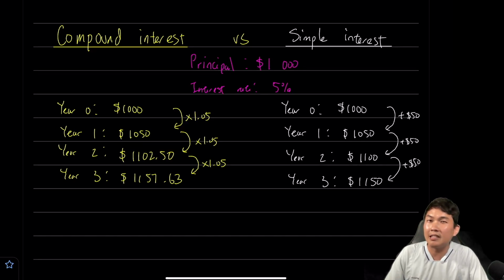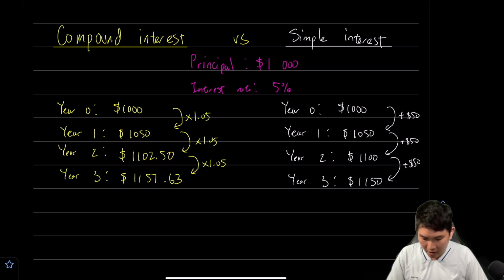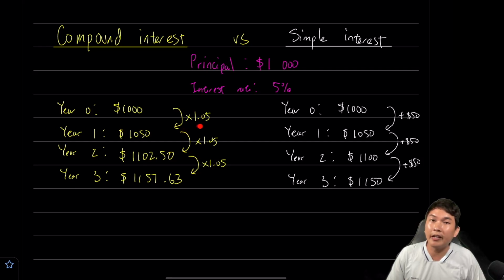For compound interest, instead of adding on the fixed amount every year, we actually calculate 105% at the end of every year, or at the end of every compounding period, I should say. So you can see that from year 0 to year 1, we multiply by 1.05, and then we multiply by 1.05, 1.05. One thing you can see is that for year 3, I will have multiplied by 1.05 3 times. For year 2, I will have multiplied by 2 times.